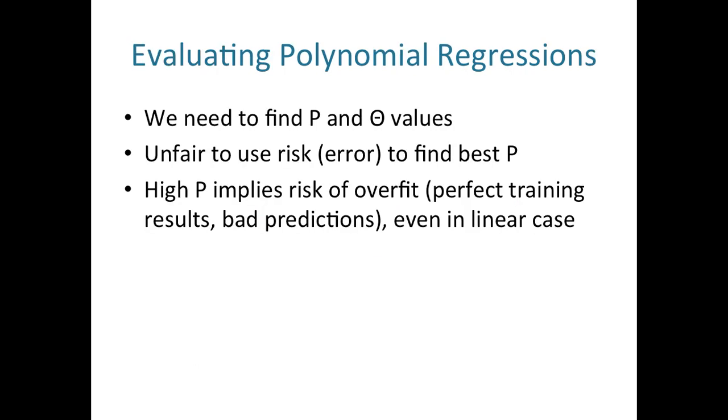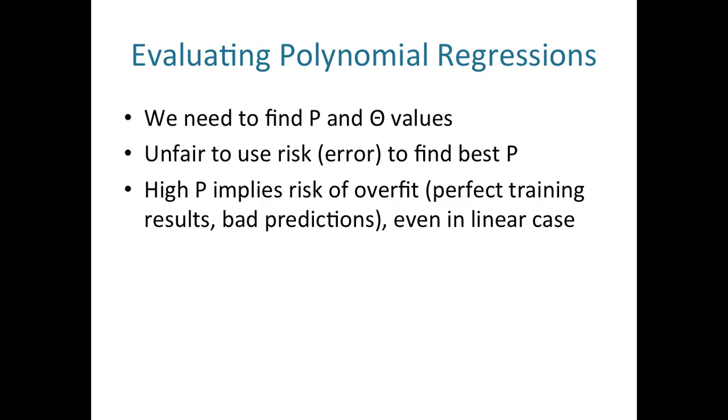Is this good? Not completely, okay? And we'll see why. Basically, in order to find that fit, similar to the linear regression, we need to find the value of the intercepts and the slopes, so the theta values. But in this case, we also need to find the p-value, which is the nth order for the polynomial. Now, we say that it's unfair to use the risk to find the best p, okay?